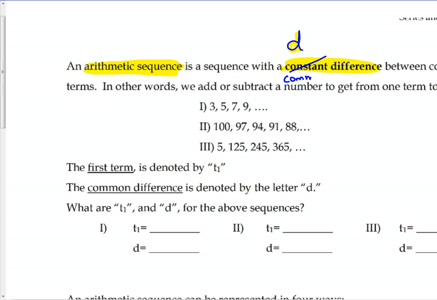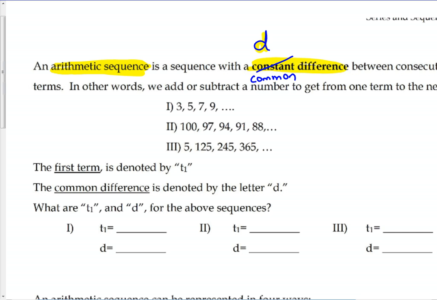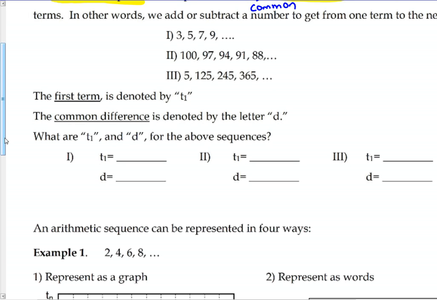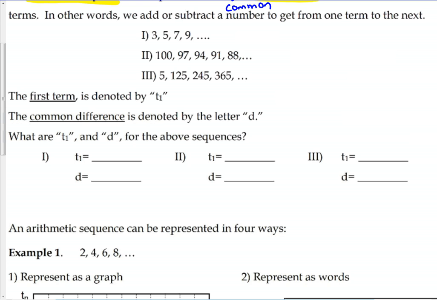Let's call it common difference because that's what I'll probably call it. Same thing as constant difference. It's what we add or subtract each time. So before we can actually get into making the formula, I want you to write the term 1 and the common difference for each one of these sequences above. And you can fill it in those spaces. T1 equals, D equals. So D stands for the common difference. What are you adding or subtracting each time to get to the next term?